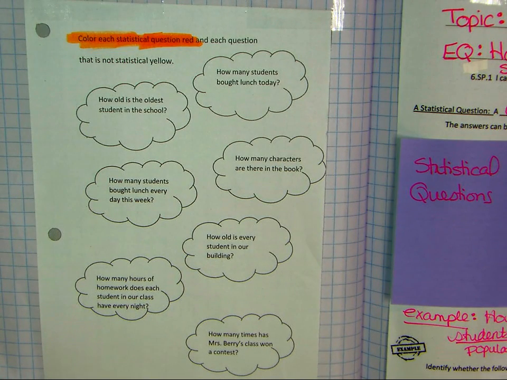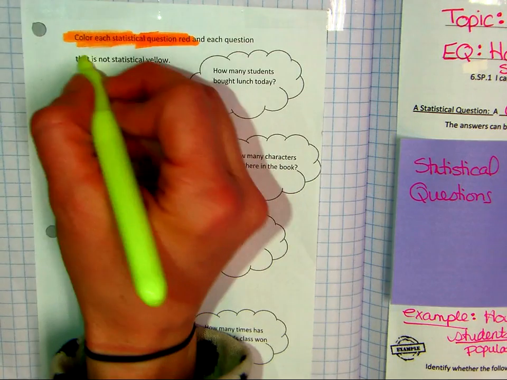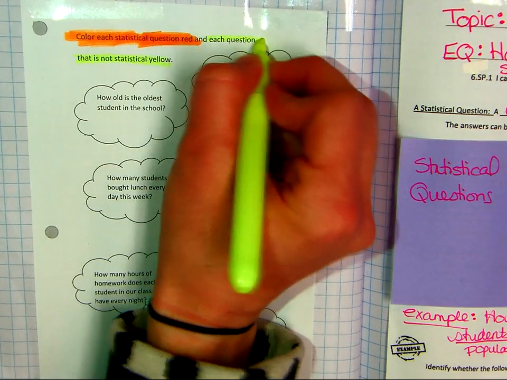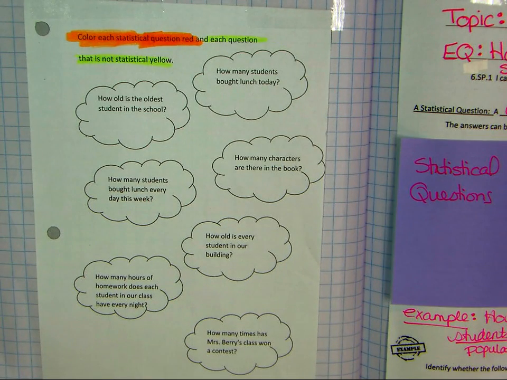You can do whatever color you're going to do, underline it. If you have a dark color, I would not color all the way over because you'll lose the words and it won't be good for reviewing. But as long as you clearly state which color you're going to do for which, that's fine. All right, let's look at the first question. How old is the oldest student in the school?